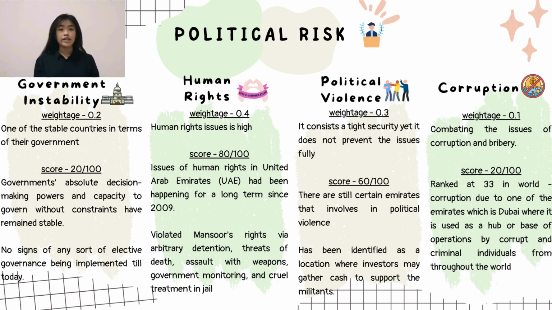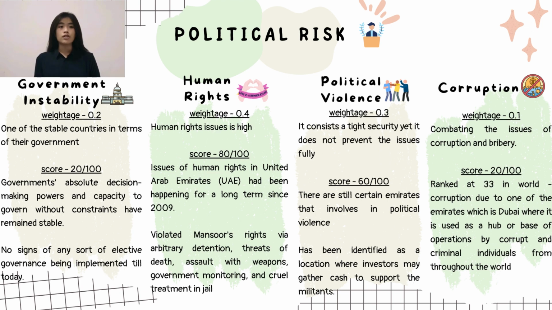For the next one, political violence, it is assigned a weight of 0.3 because the UAE has tight security, but although it has tight security, it does not prevent the issues fully. Hence, the weighted score for political violence is 18, which implies that political violence in the United Arab Emirates is low, and happens rarely because their security protection is high.